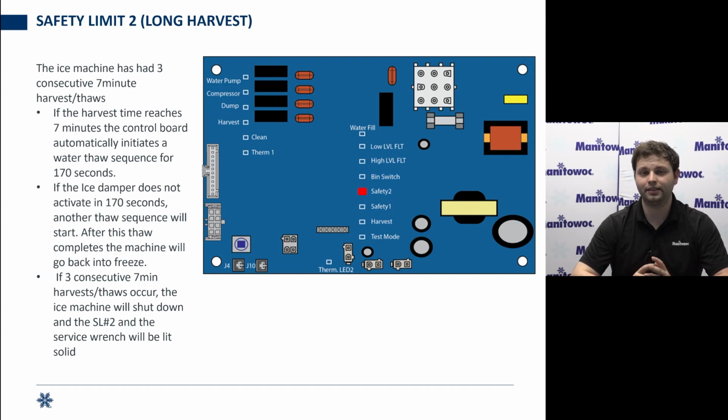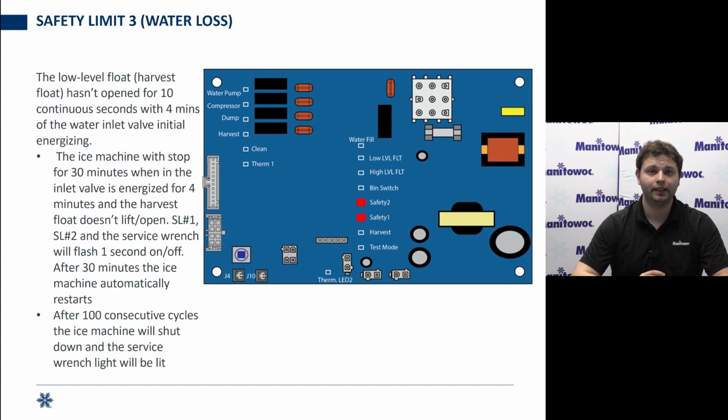If it has 3 consecutive 7-minute harvest and thaws, the ice machine will shut down, and that SL2 light, the safety limit 2 light, and the service wrench will be lit solid. And then with our safety limit 3, it's the same water loss. For the first 4 minutes of that water inlet valve being energized, water's going into the trough. It's looking for that harvest float to lift.